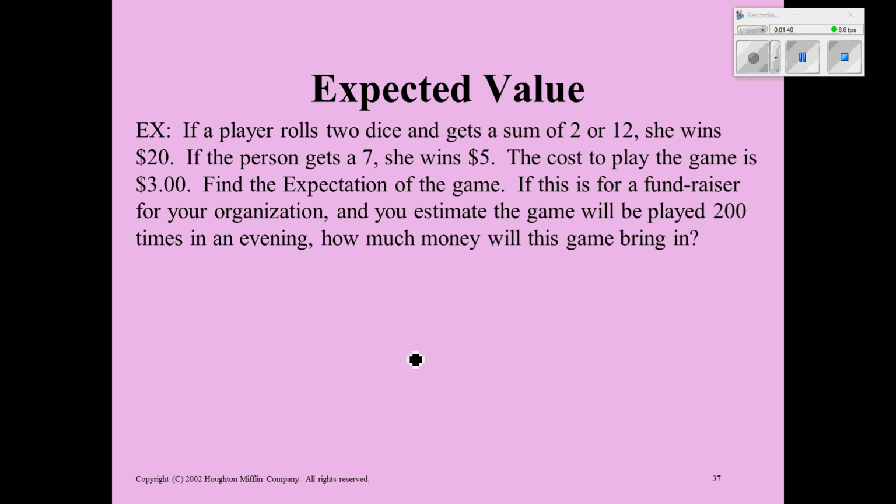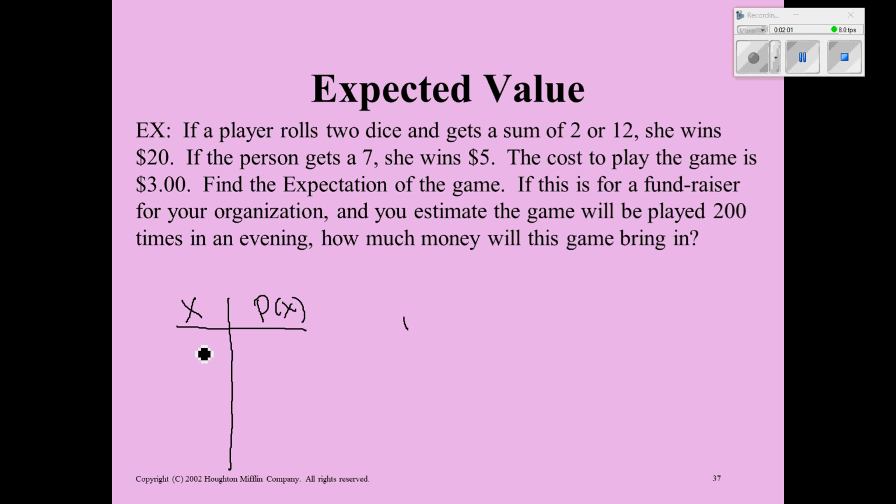So let's look at an example. If a player rolls 2 dice and gets the sum of 2 or 12, they win $20. If the person gets a 7, they win $5. It costs $3 to play the game. So what's our expected value?